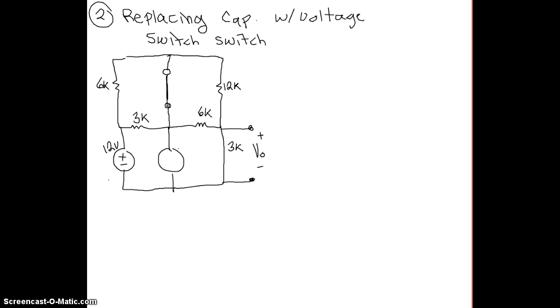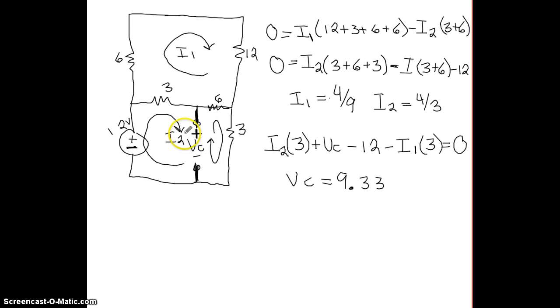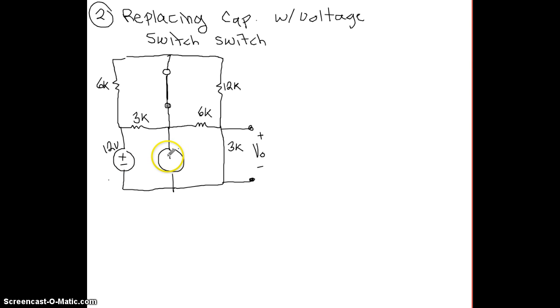And we want to make sure that we have it labeled the same way, positive and negative, that it was whenever we found it. So notice here that our VC was positive on top, negative on bottom. So we have a positive and then a negative, and that voltage was 9.33. So what we're going to do now is solve for the VO, or whatever we're trying to solve for at this point. We're going to solve for it with this capacitor replaced and with the switch switched. So let's do that now.